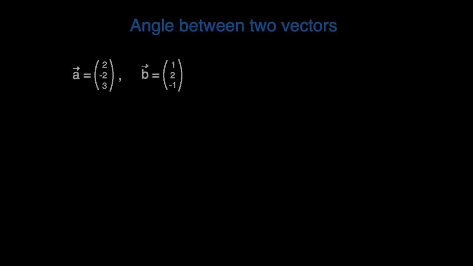Angle between two vectors. Suppose we have the vectors a and b, and let us introduce another definition of scalar product, which we will use to find the angle between the two vectors. The scalar product of the vectors a and b is equal to the magnitude of the vector a times the magnitude of the vector b times cosine alpha. Here alpha is the angle between the vectors a and b.